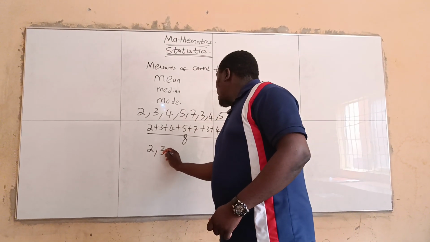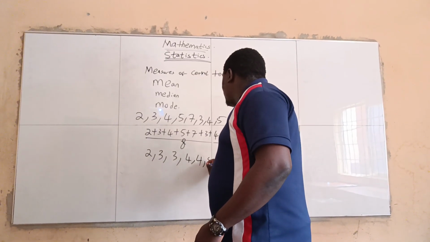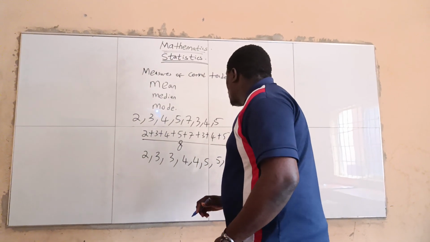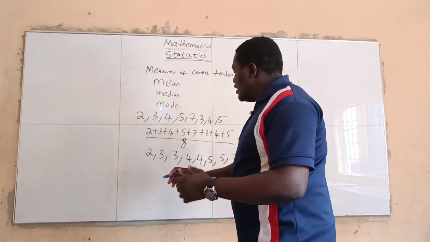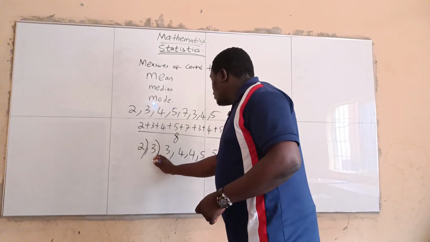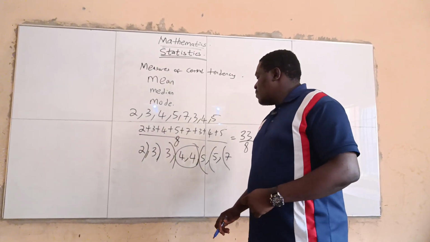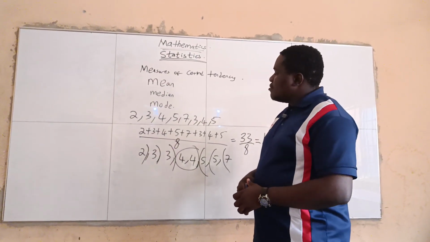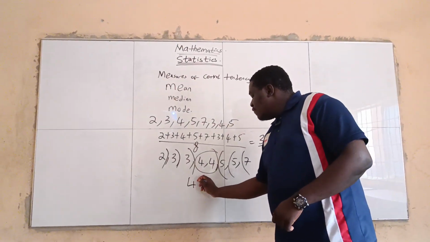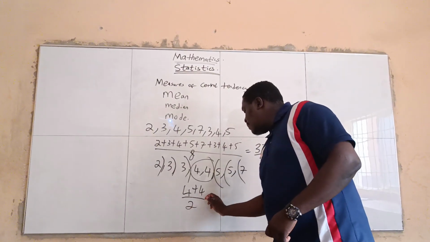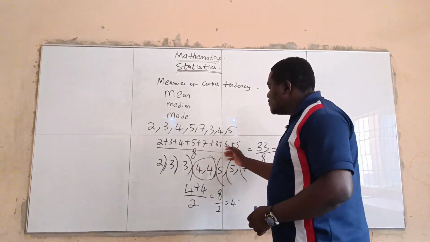We have 2, we have 3, we have 3, we have 4, we also have 4, we have 5, we have 5, and we also have what? 7. So getting the middle value is by taking them one by one, side by side. This and this. Then we are left with these two values. Now look at this situation. In most cases, you might be finding the median of a particular data and you end up with 2 values in the middle. So what do you do? You add the 2 values, 4 plus 4 divided by 2. You have 8 over 2, which is what? 4. So this is the median of this value.